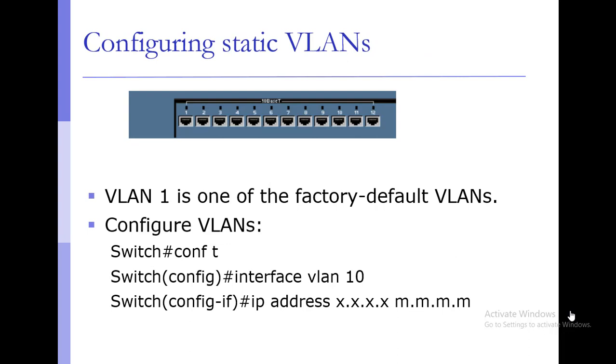Now let's talk about the thing I promised you, that I will teach you how to configure static VLAN. The first thing about static VLAN is that VLAN 1 is the factory default VLAN. It is also given by the vendor, and if it is not given by the vendor, it is set as a default parameter in the switches.